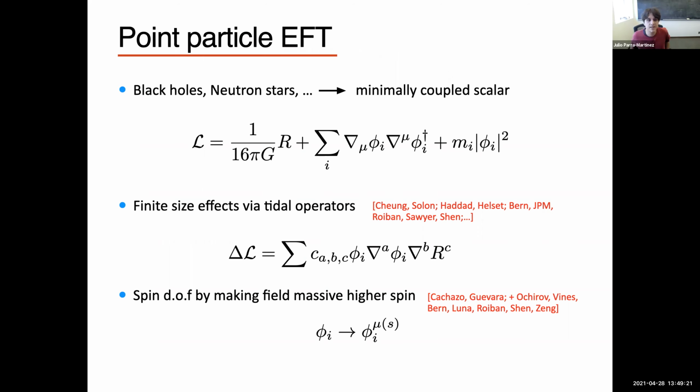If you are interested in finite size effects, in the fact that we have black holes versus neutron stars, you can add higher dimension operators to this effective action, and these encode things like the tidal deformabilities or gravitational polarizability. This can be included systematically. We have also done that in some papers, and other people have too. Similarly, if you want to include spin, you can make this a massive high spin field and just calculate scattering amplitudes of particles with spin.